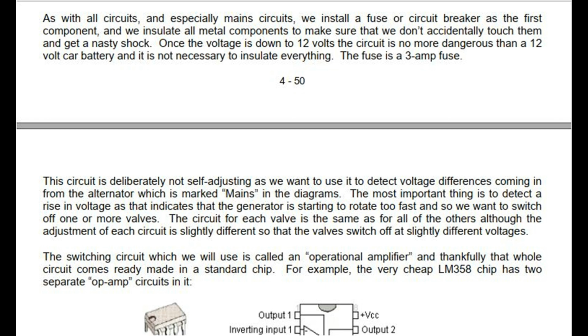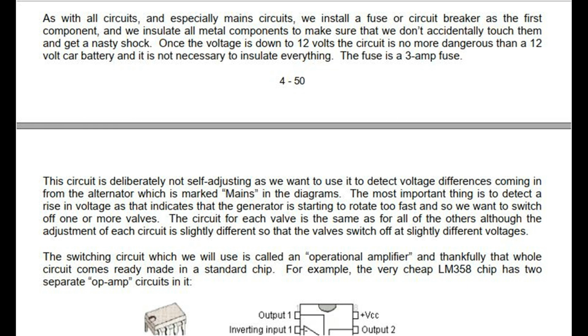This circuit is deliberately not self-adjusting as we want to use it to detect voltage differences coming in from the alternator, which is marked mains in the diagrams. The most important thing is to detect a rise in voltage, as that indicates that the generator is starting to rotate too fast, and so we want to switch off one or more valves. The circuit for each valve is the same as for all of the others, although the adjustment of each circuit is slightly different so that the valves switch off at slightly different voltages.